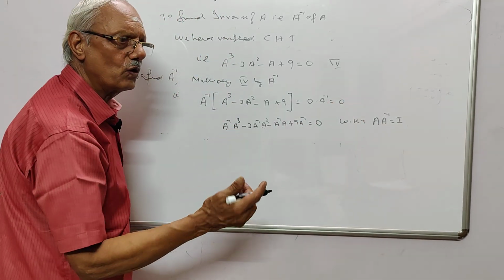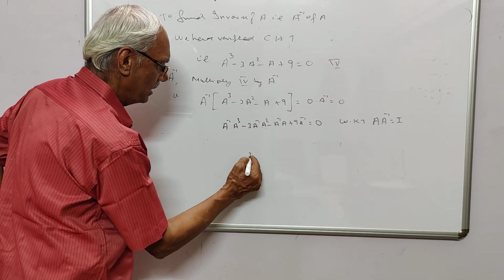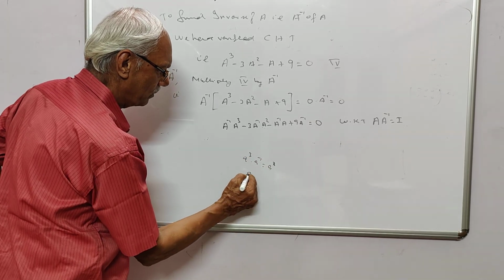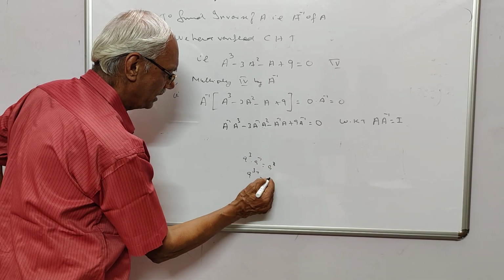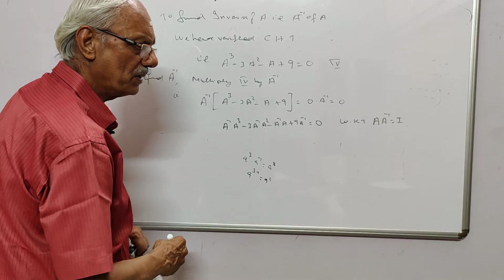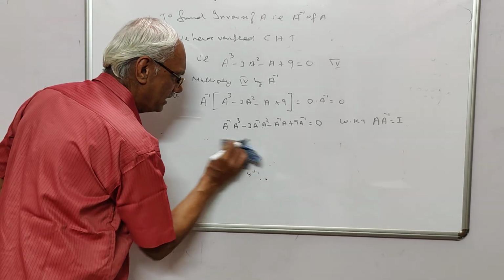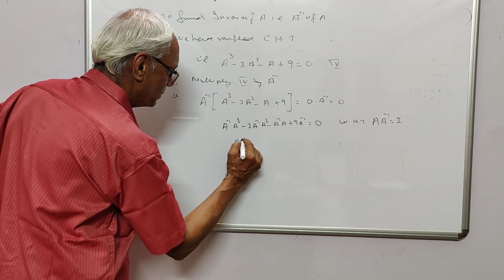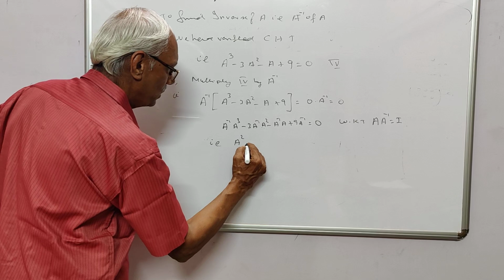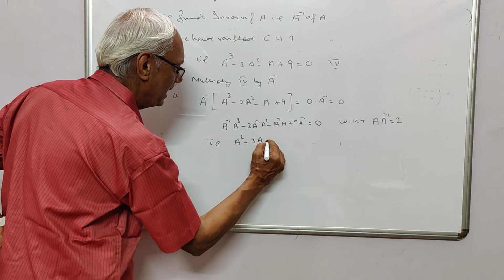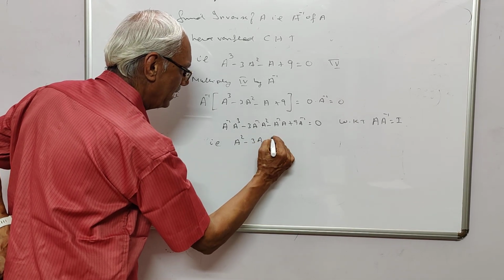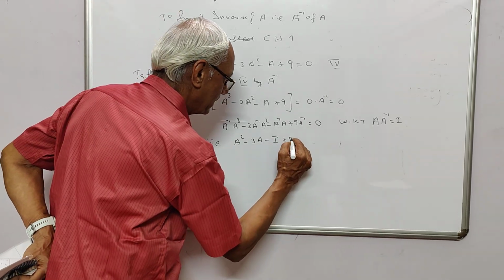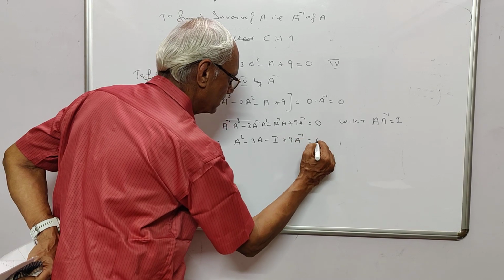Now it is just like your theory of indices. What is it that you will do? A cubed into a to the power of minus 1 is equal to a squared, 3 minus 1. See, a to the power of 3 minus 1, that is equal to a squared. Apply the same theory of indices here. What is it that you will get here now? So you will get this to be a squared minus 3a minus, this is your I, meaning unit matrix, okay, I plus 9a minus 1 is equal to 0.